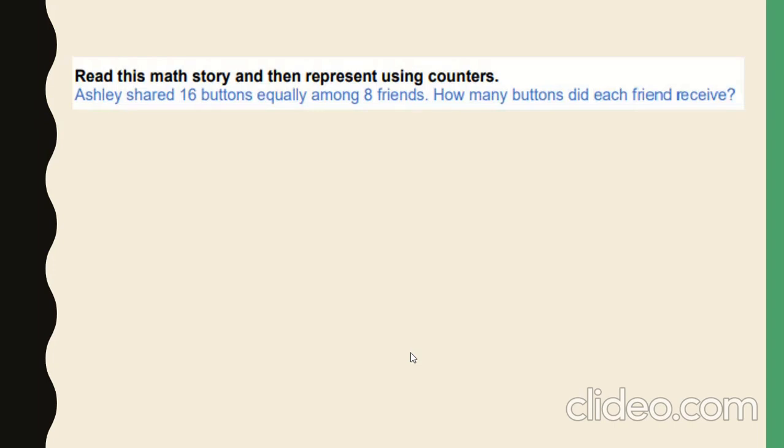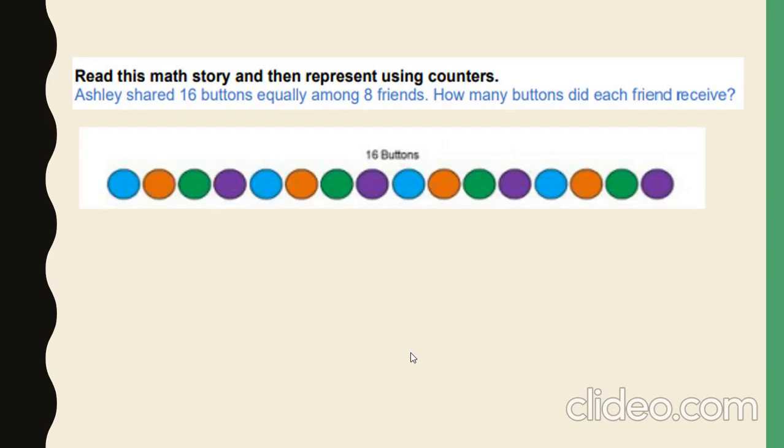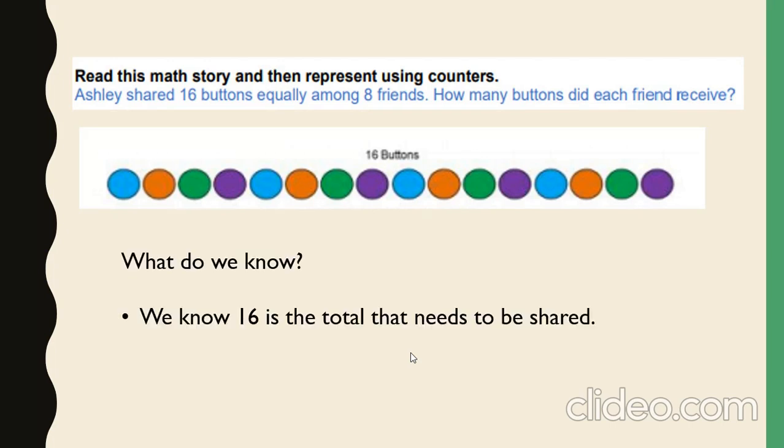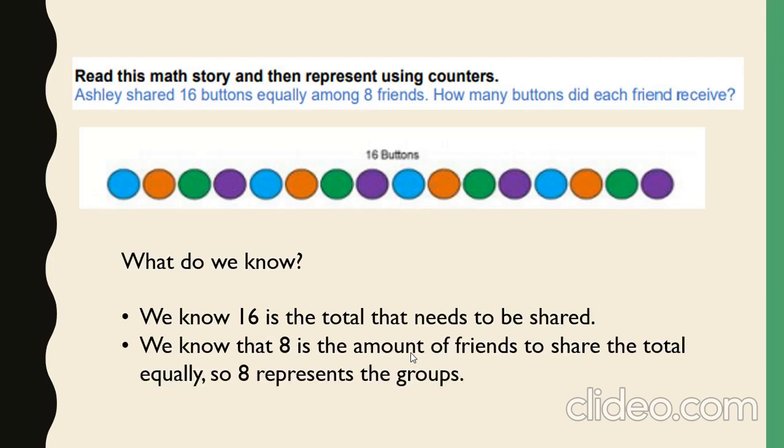Let's read this math story. Ashley shared 16 buttons equally among 8 friends. How many buttons did each friend receive? Here are our 16 buttons. What do we know? We know 16 is the total that needs to be shared. We know that 8 is the amount of friends to share the total equally. So 8 represents the groups.